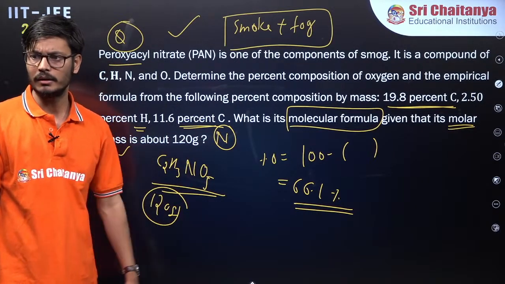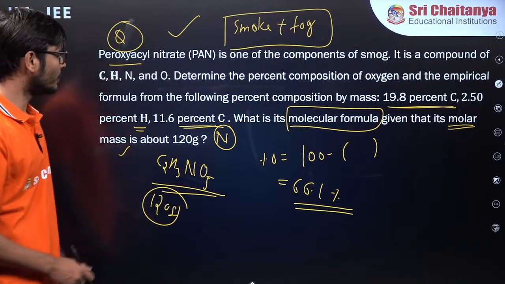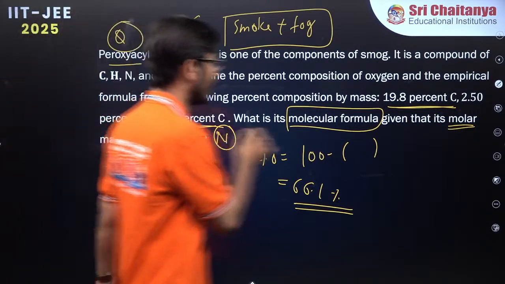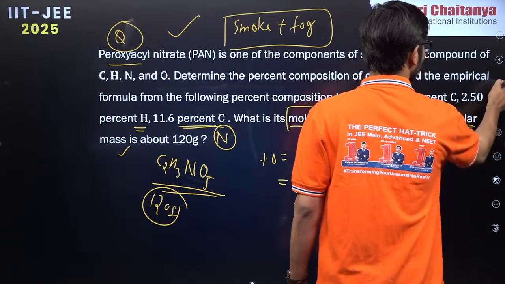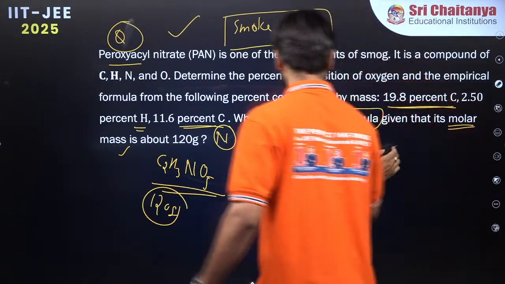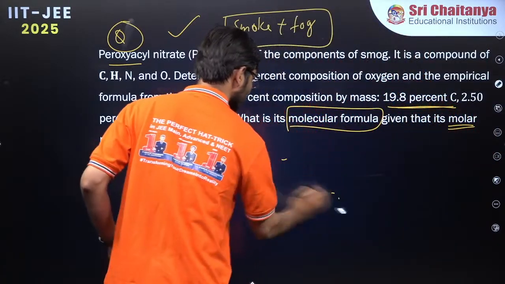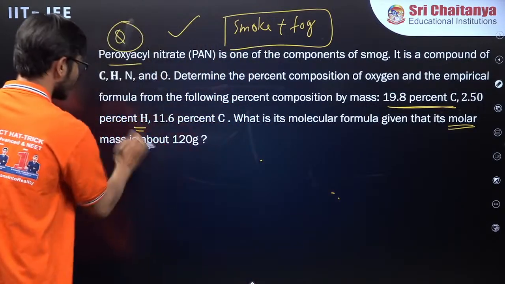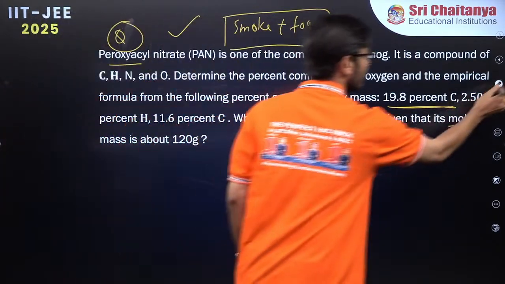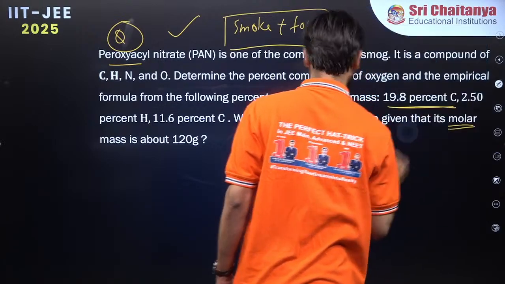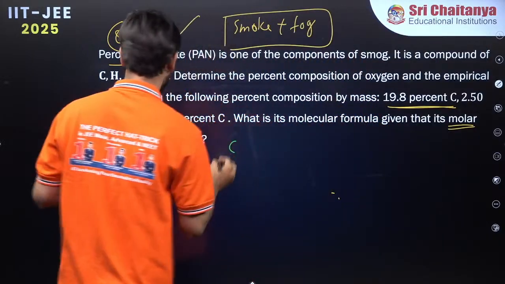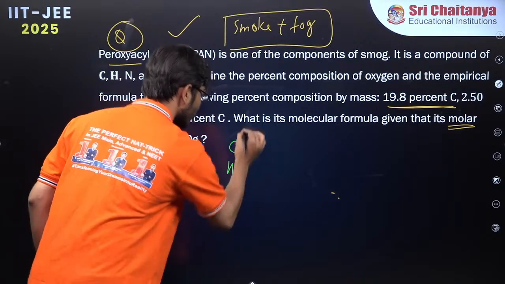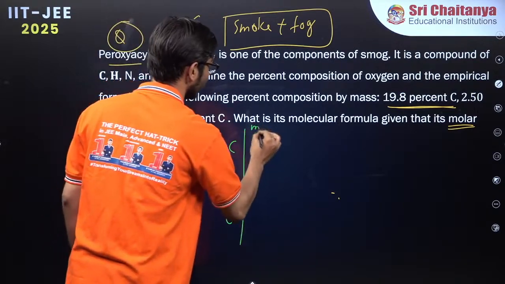Clear to everyone? Okay, let's do it. We'll go for it. Let me write now the table and let's see. We'll solve this problem now. Okay, so what atoms are we having? We are having carbon, hydrogen, nitrogen and oxygen. So first we will write the mass.